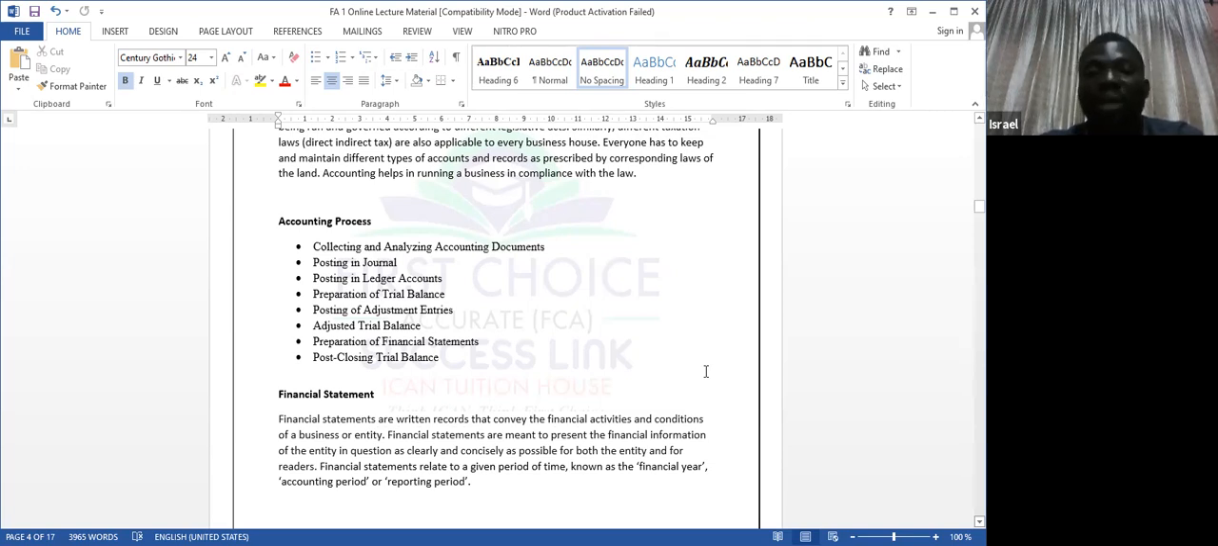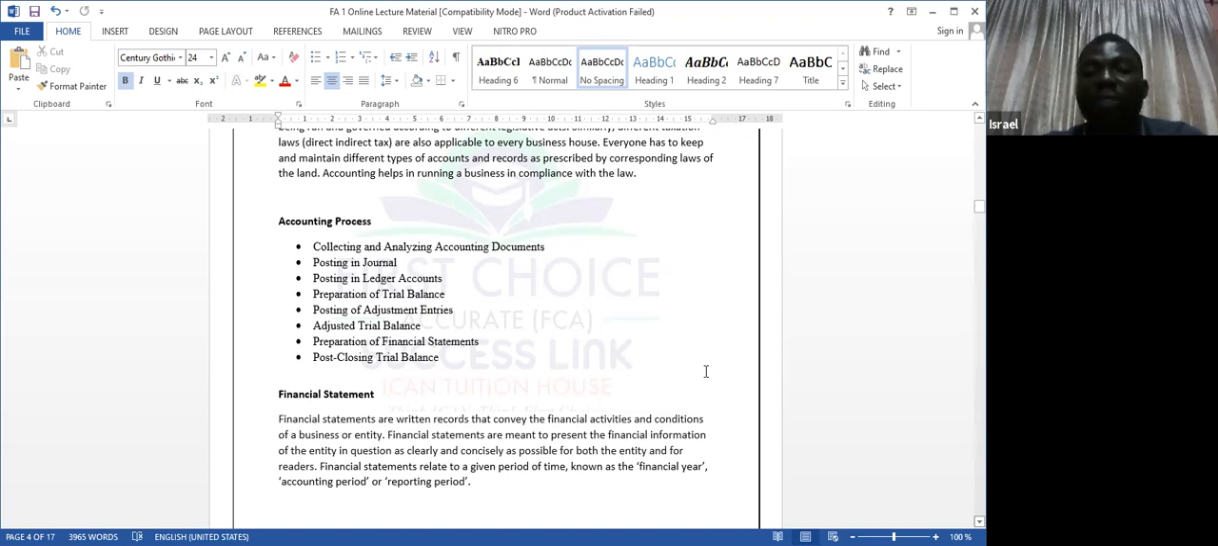It's restricted to a particular period of time, which is 12 months, apart from 18 months that is allowed for a first-time business. If you are just starting a business for the first time, you are allowed to prepare your first financial statement for a period of 18 months. But apart from that, going forward, your financial statement will be within 12 months.